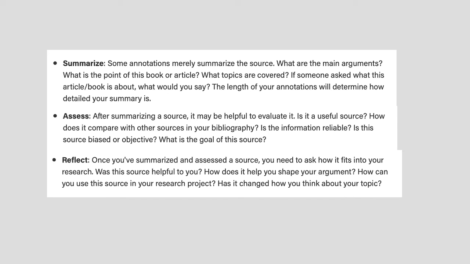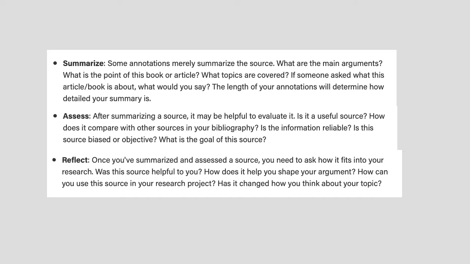Here are the steps that you're going to go through in order to create a really good annotation. So the first thing is you're going to summarize that article. Some annotations are just summarizing. That's all they are. So questions like, what are the main arguments? What's the point of this book or article? What topics are covered? If somebody asked you what it's about, what would you say?